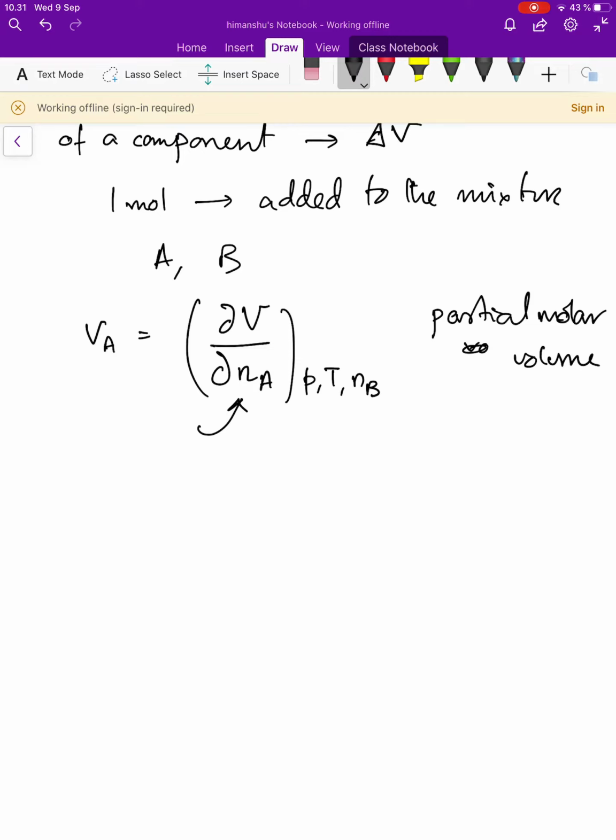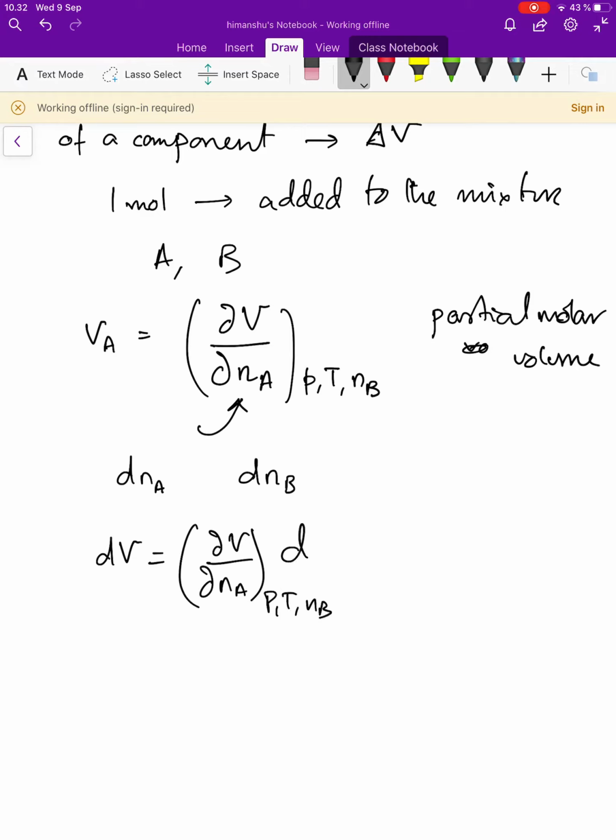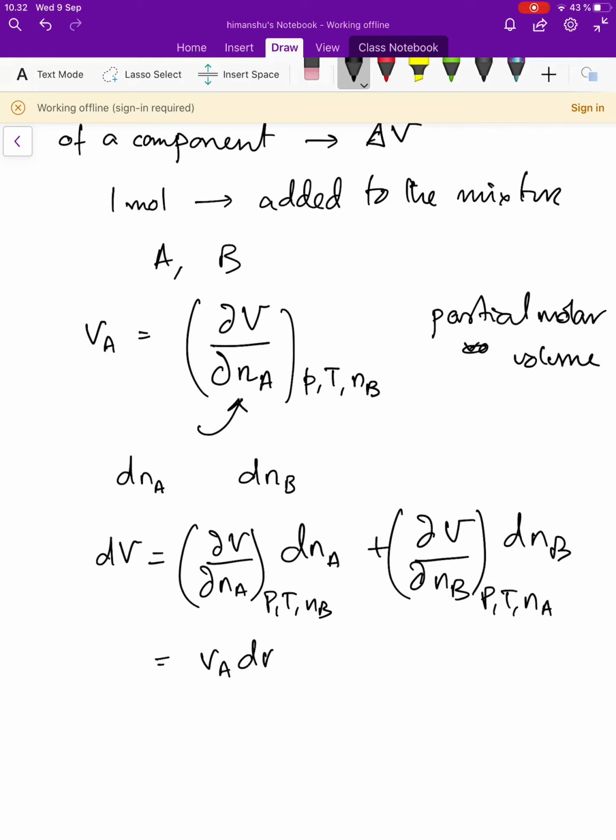Now, if I were to add in this mixture a small quantity of A and a small quantity of B while keeping the overall composition constant, then the change in volume will be equal to the partial molar volume of A multiplied by the quantity of A that has been added, and a similar term for B. And this is equal to VA dNA plus the partial molar volume of B multiplied by the number of moles of B that we have added.